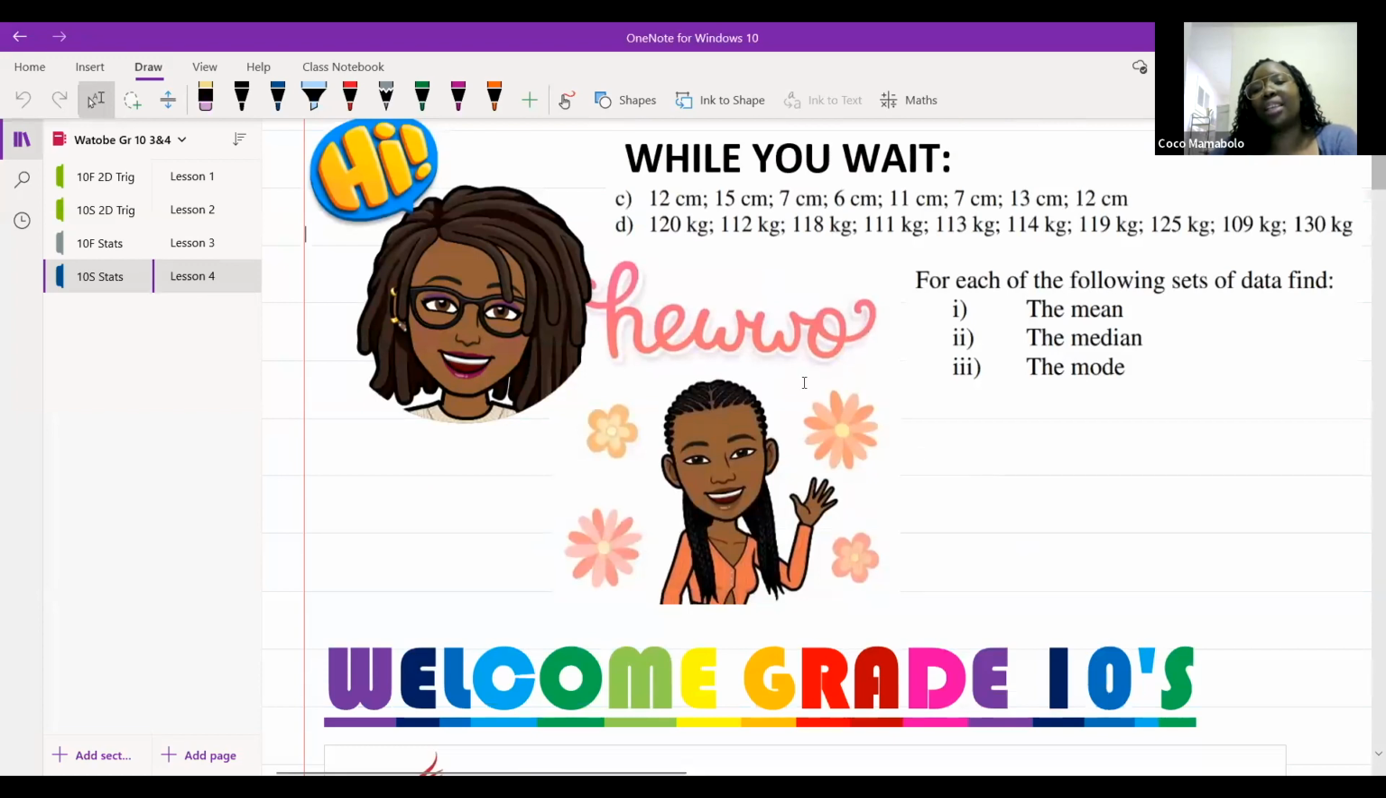Which is finding the mean, median, and mode for these two questions over here. Now, I want you guys to give them a try along with me as we go. Okay. Remember, when we calculate for the mean, we're going to start with this information that we have over here. First, we're going to arrange it in ascending order.